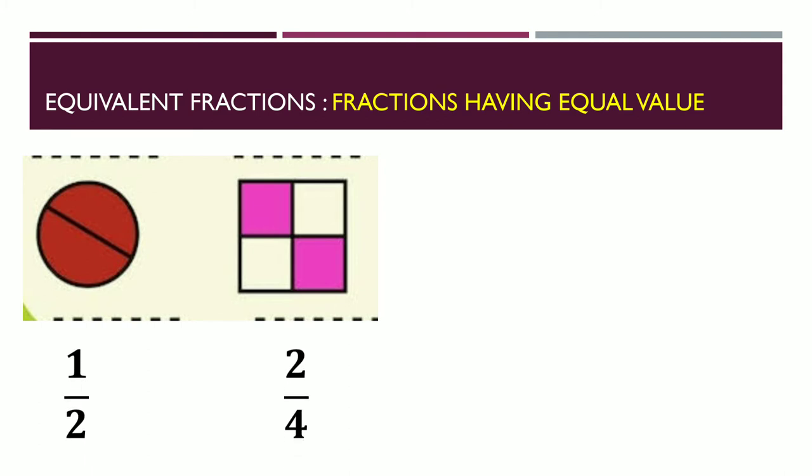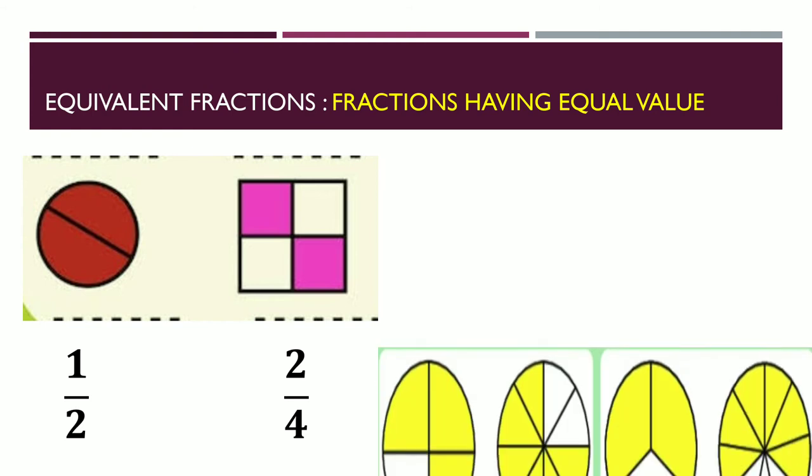The figure 1 circle is divided into 2 parts and one part is shown as 1 upon 2, and the square is divided into 4 equal parts, and the 2 parts are shown as 2 upon 4. Both fractions are equal value. So these fractions are called equivalent fractions.